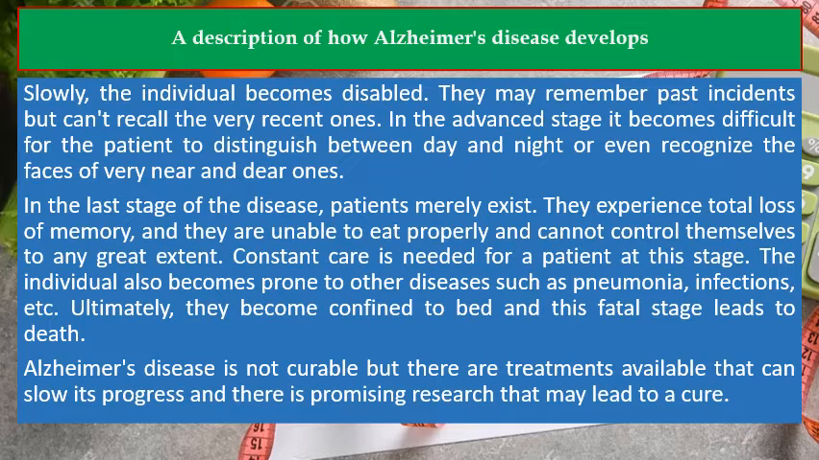In the last stage of the disease, patients merely exist. They experience total loss of memory, and they are unable to eat properly and cannot control themselves to any great extent. Constant care is needed for a patient at this stage. The individual also becomes prone to other diseases such as pneumonia, infections, etc. Ultimately, they become confined to bed, and this fatal stage leads to death.